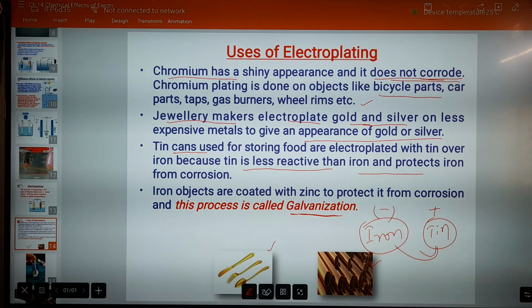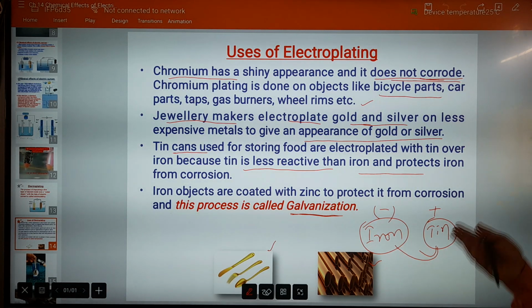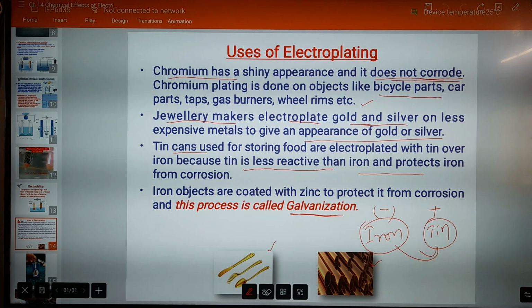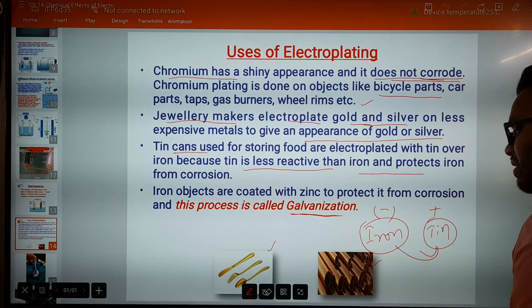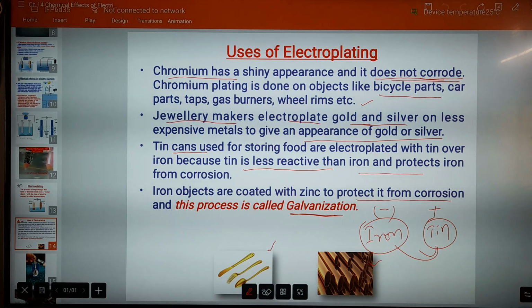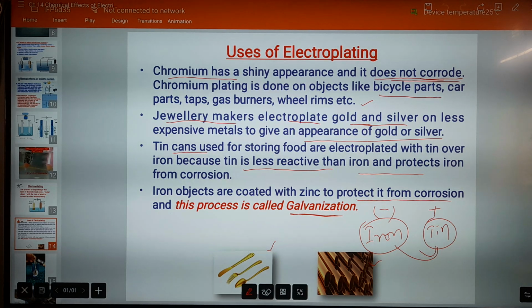Write it down. After that, I will explain about electrolysis and electroplating. These are the examples of chemical effect of electric current. Very good. Galvanization is done to protect it from corrosion, rusting. Very good. Completed? Yes, sir. Do it, don't take a long time.